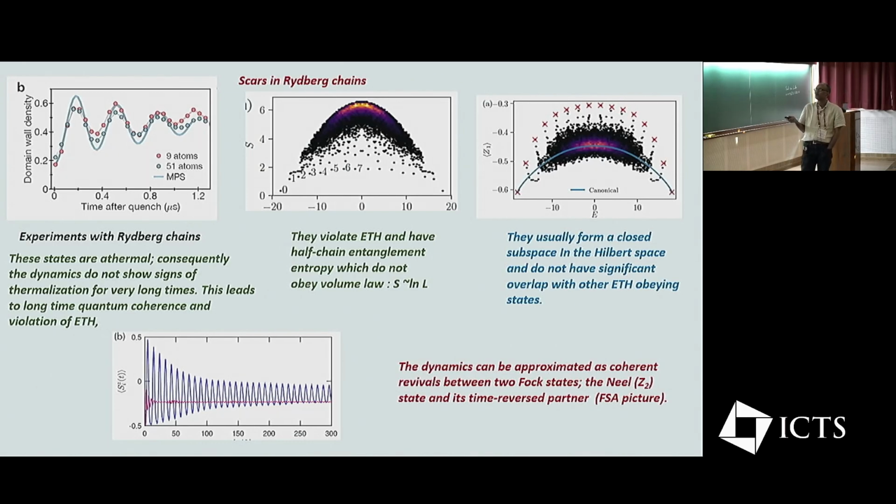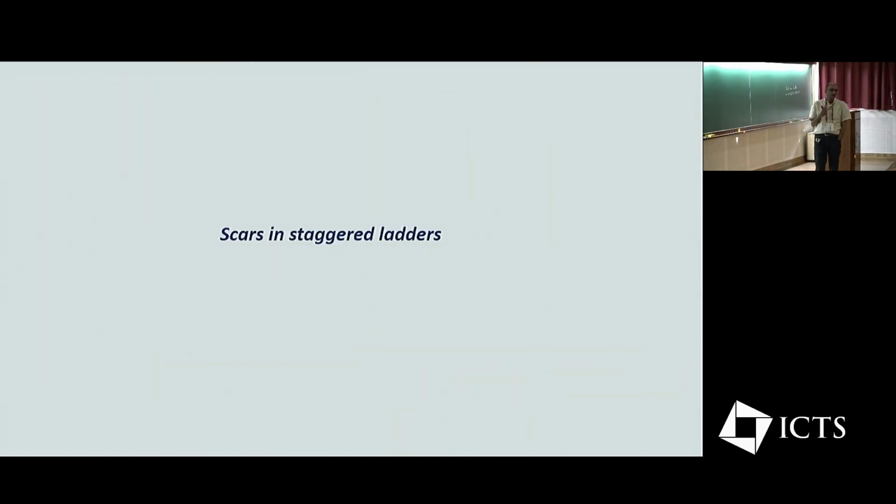Here it turns out that the scars do not satisfy a perfect SU2 algebra. This SU2 algebra is approximate, and there is a leakage term. But barring that, it's really the same physics. And this dynamics which you see here, of, let's say, the expectation of magnetization or some such quantity, starting from an initial Néel state, can be approximated using a technique called the forward scattering approximation as coherent revival between two Fock states, the Néel state and its time-reversed partner, which we commonly call Z2 and Z2 bar. Okay, so this is also an approximate picture, but it more or less gives the correct understanding of this kind of scar states. So now, with this background, let me come to scars in the ladders. Okay.